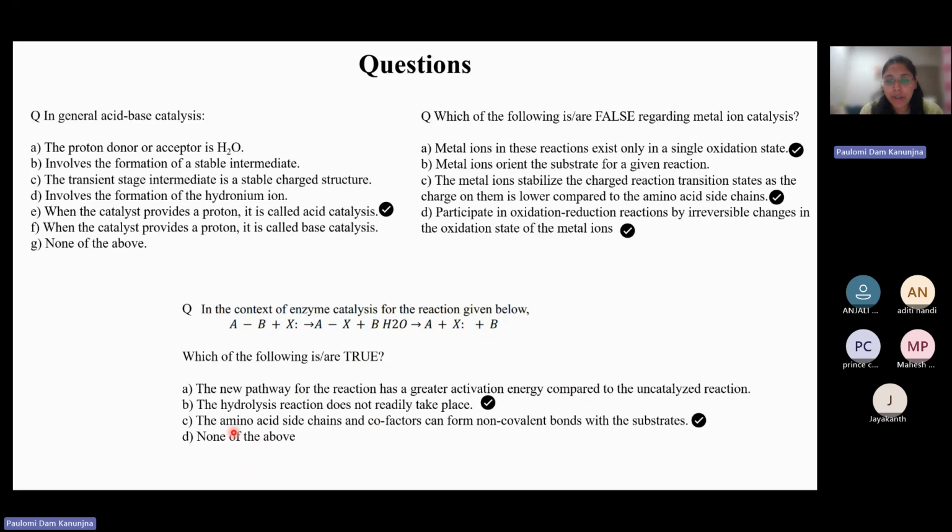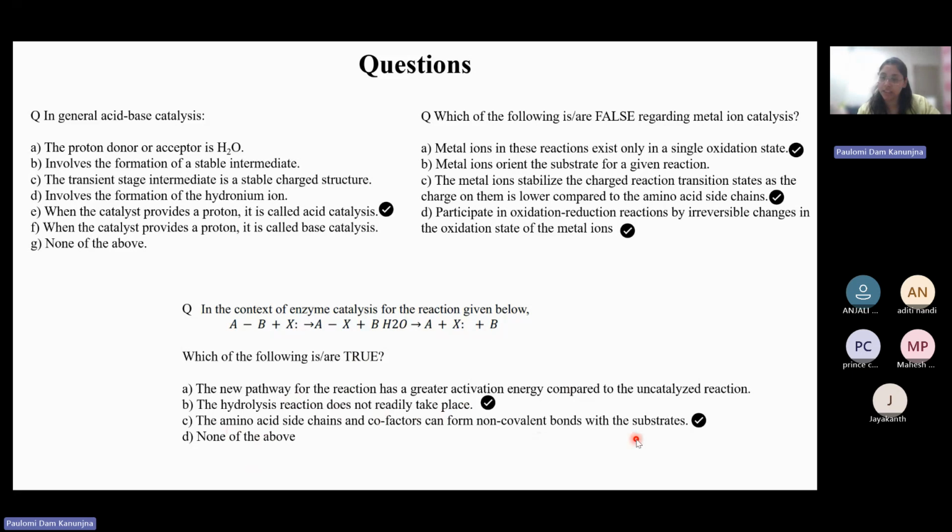The third one says the amino acid side chain and cofactor form a non-covalent bond with the substrate. That is correct, because it also forms covalent bonds, but as we have seen, covalent bonding is not the major form. It has to be non-covalent, which gives it the transient nature. So I think most of you got the third one correct.